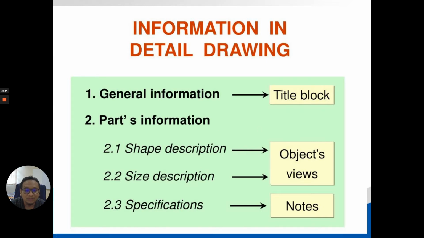But aside from that, the part information that we require is also the shape description, the size description, which is the object of the view, and the specification, which is the notes. So you have already understood what notes are, for example, the geometric dimensioning and tolerance notes, as well as the specification of the parts, where the datum is, where the hidden lines are, and so on, on the object view. The notes view is mostly for information that cannot be conveyed in the drawing.